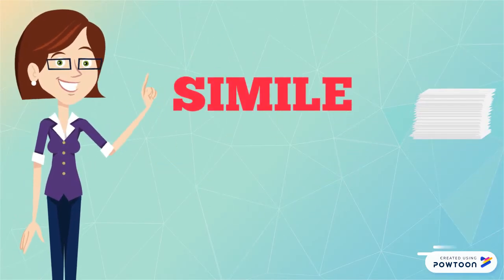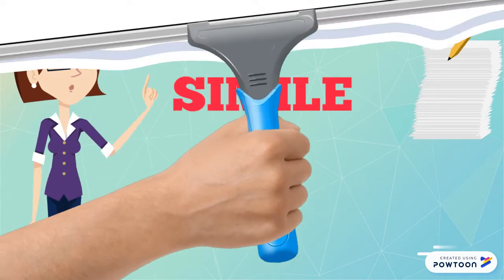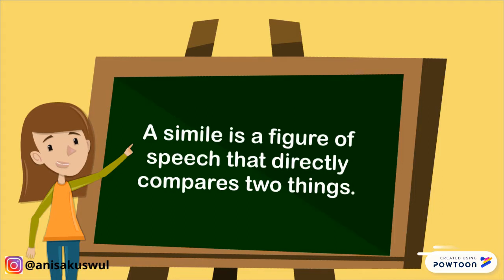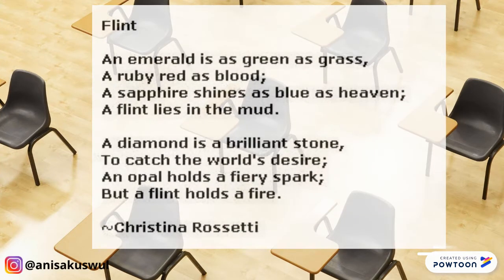Move to the second section, it's about simile. Let's get started. Different from personification, a simile is a figure of speech that directly compares two things. It's also different from metaphor. It is one of the examples of the poem that contains many similes.